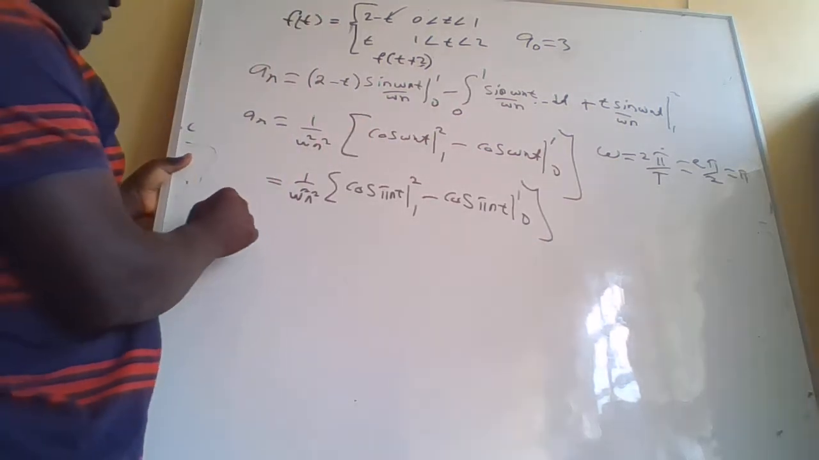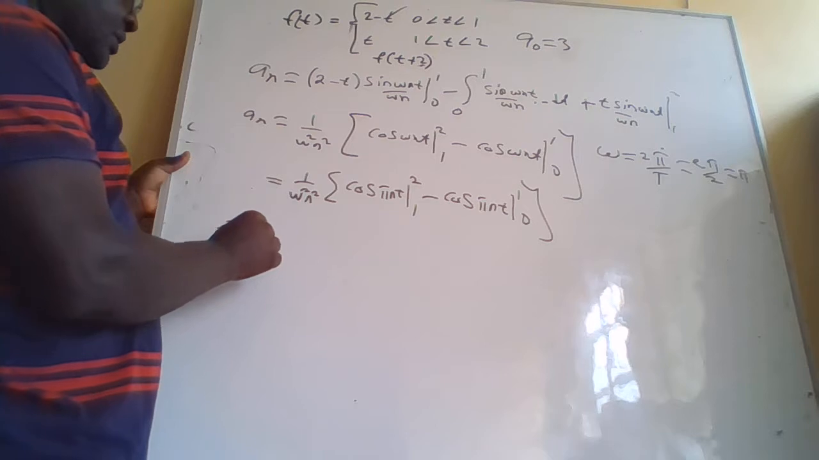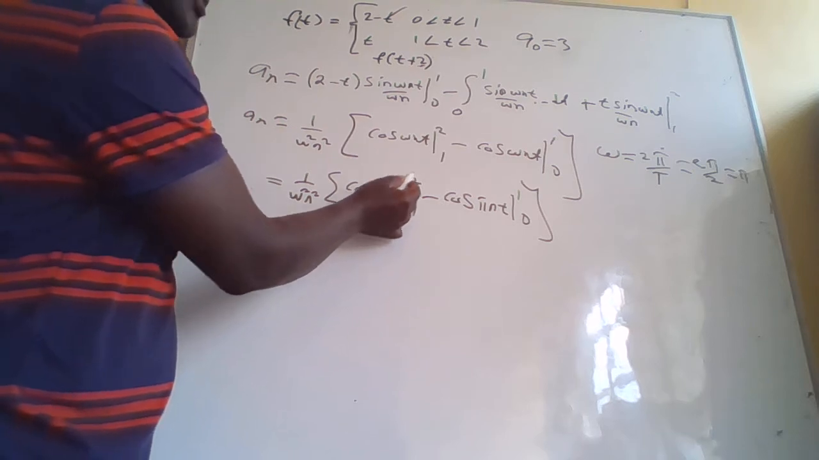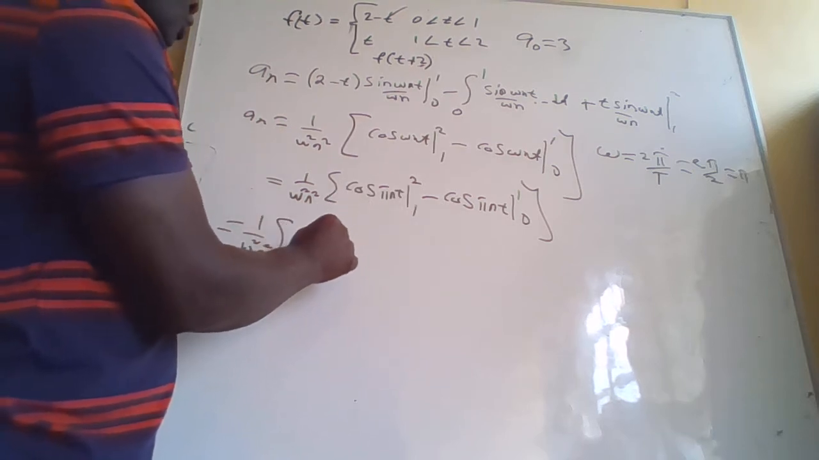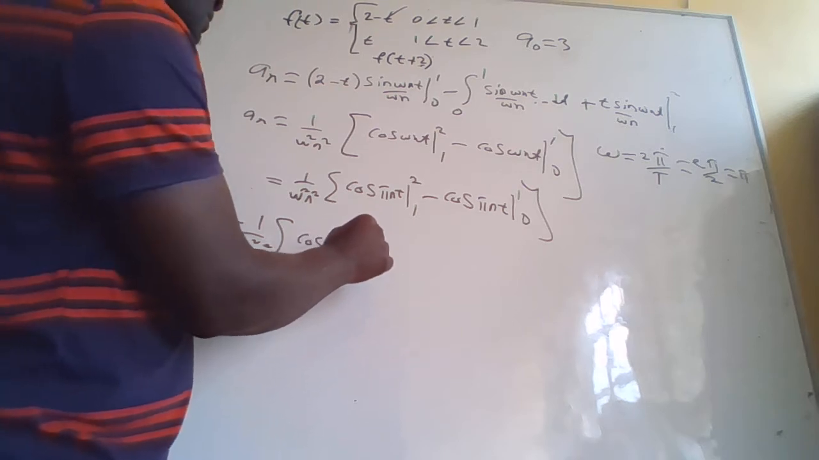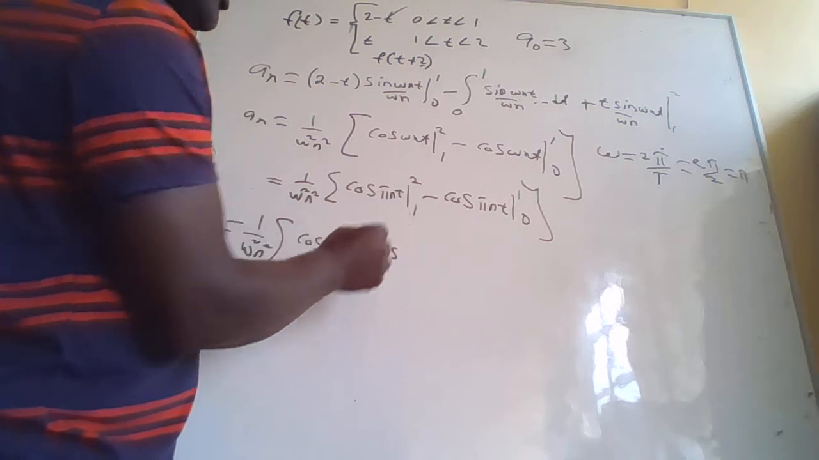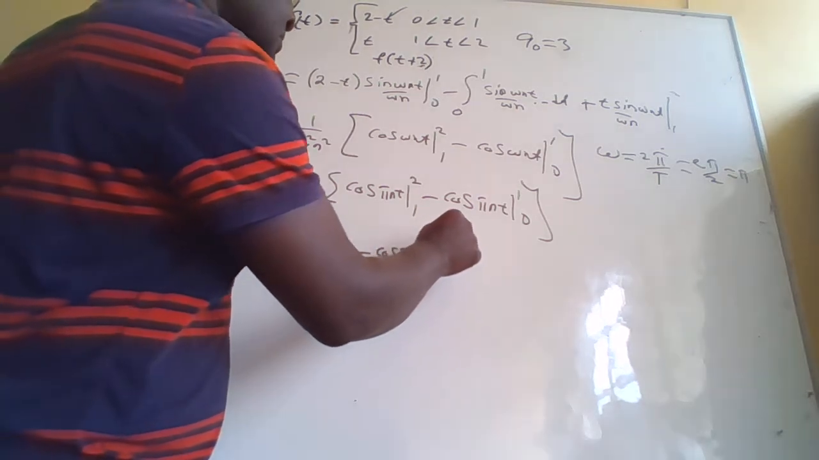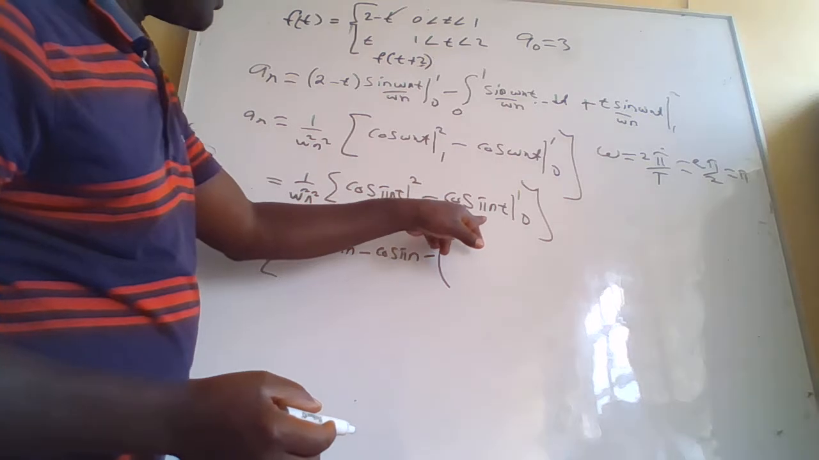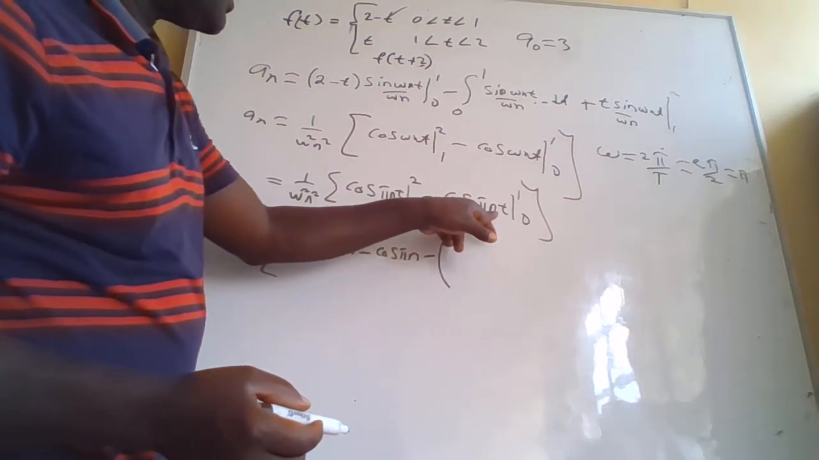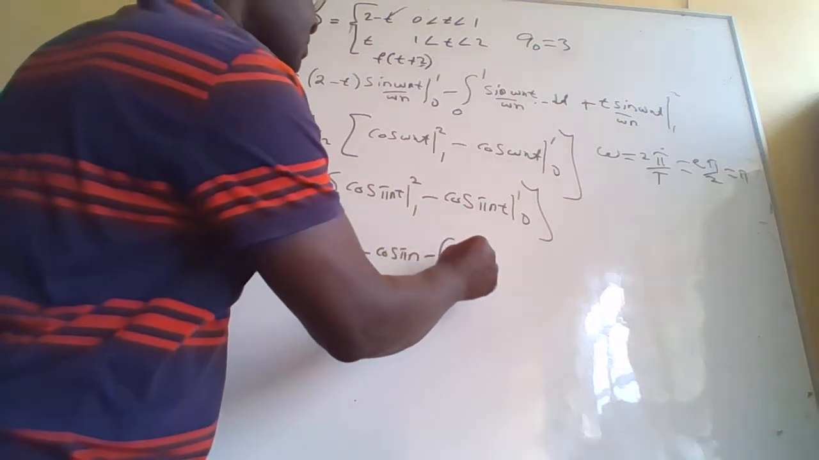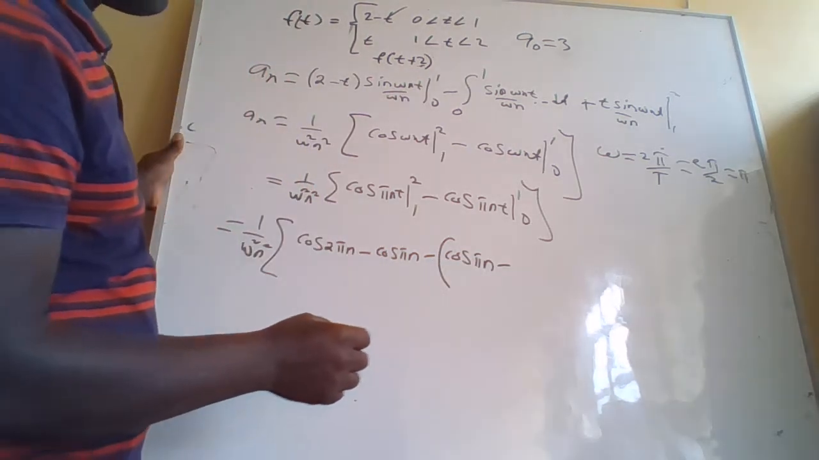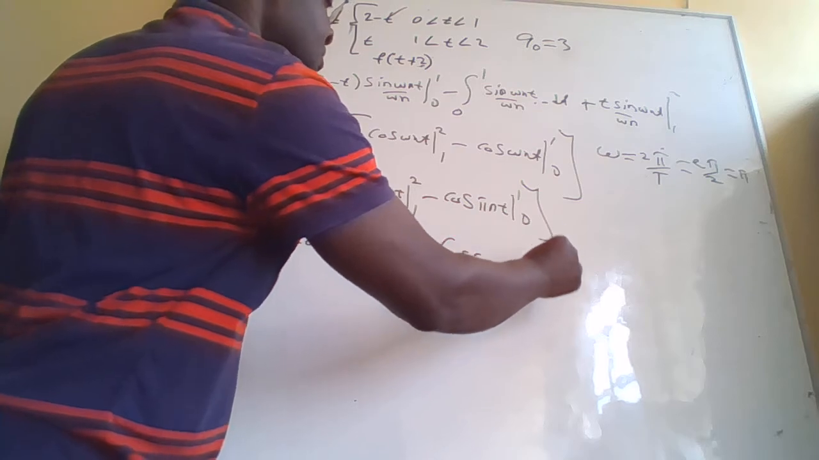This equals 1 over omega squared n squared into, now we substitute the limits, so here we have, well, there is t, we put it there too, so we have cos 2 pi n minus cos, substitute the lower limit, cos pi n, then minus, open the bracket, so where there is t, we put that one, so minus cos pi n minus cos 0.